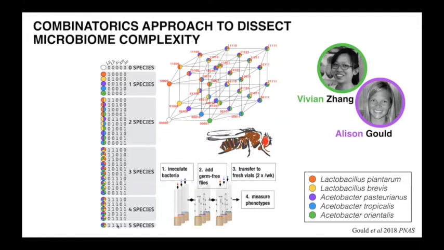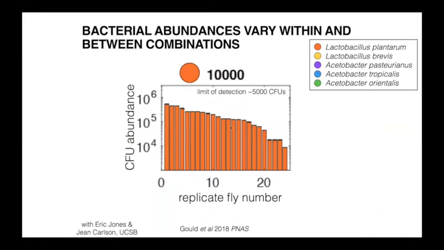This is the way we set the experiment up. We inoculate the bacteria, we add the germ-free flies, and then we transfer them twice a week to fresh vials, and then we measure their phenotypes. The phenotypes I'm going to talk about are bacterial composition, so what the fly does to the composition of the bacteria that we put in, as well as the lifespan and the fecundity of the flies. And so here's what some of the bacterial composition data looks like. If we look at just the red bacterium, the Lactobacillus plantarum strain, and we look at all these different replicas, there's a distribution of abundances of bacteria per fly, and that's the normal variation that we see.